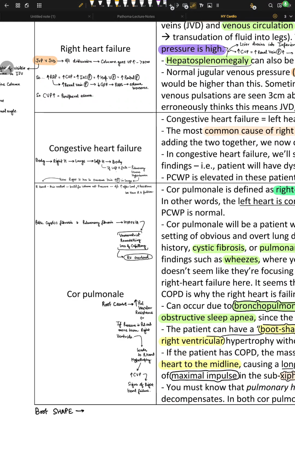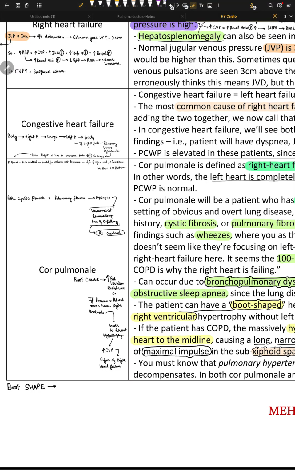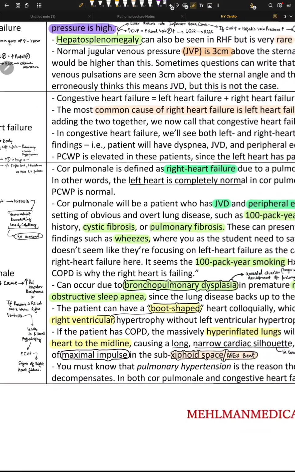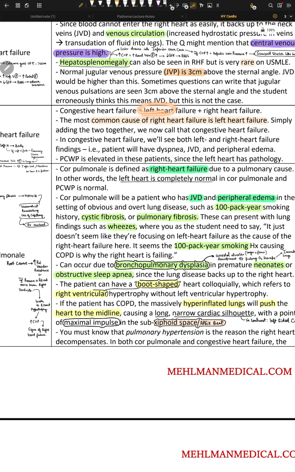Try to cover both congestive heart failure and cor pulmonale in this video because I think these topics are really small topics. So congestive heart failure is equal to left heart failure and right heart failure. Simply, the most common cause of right heart failure is the left heart failure.